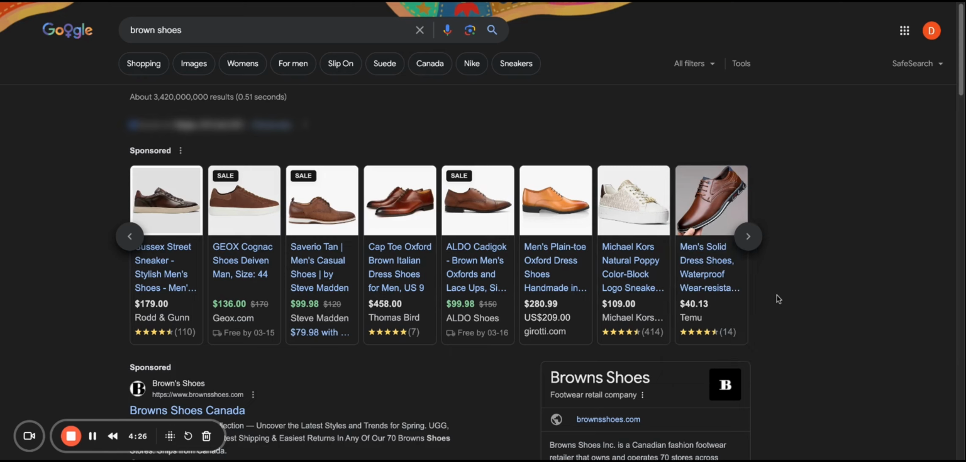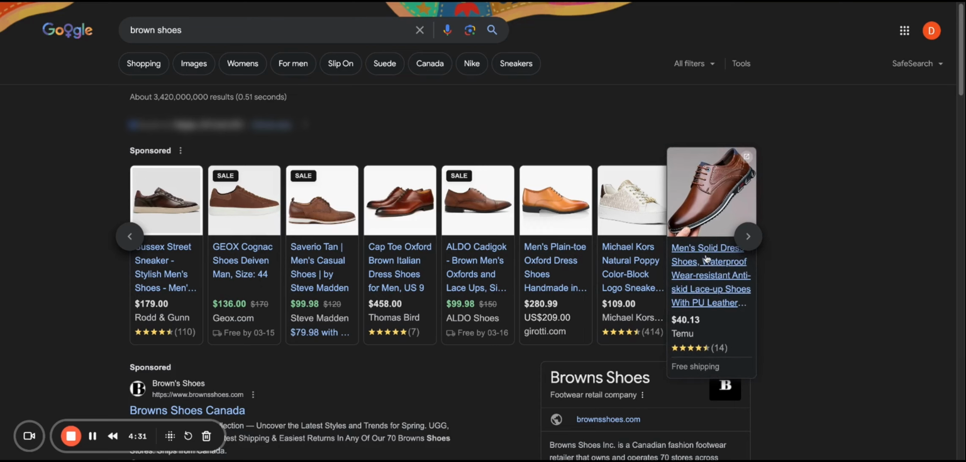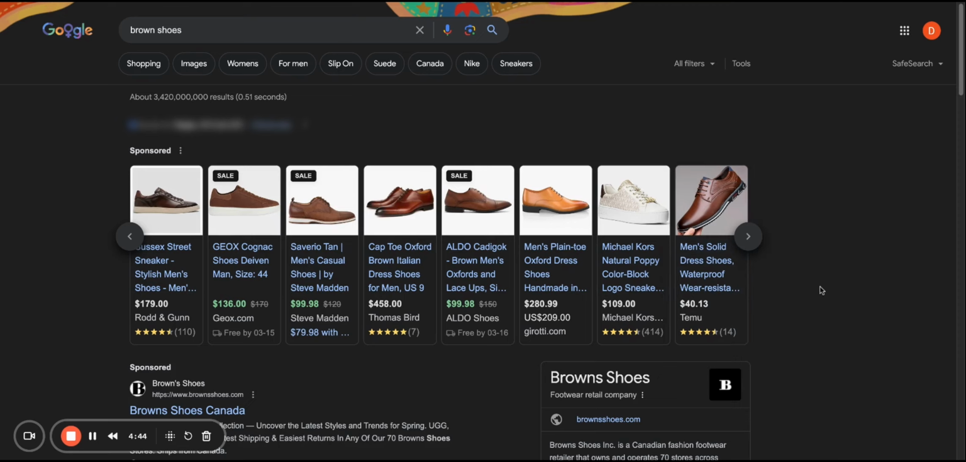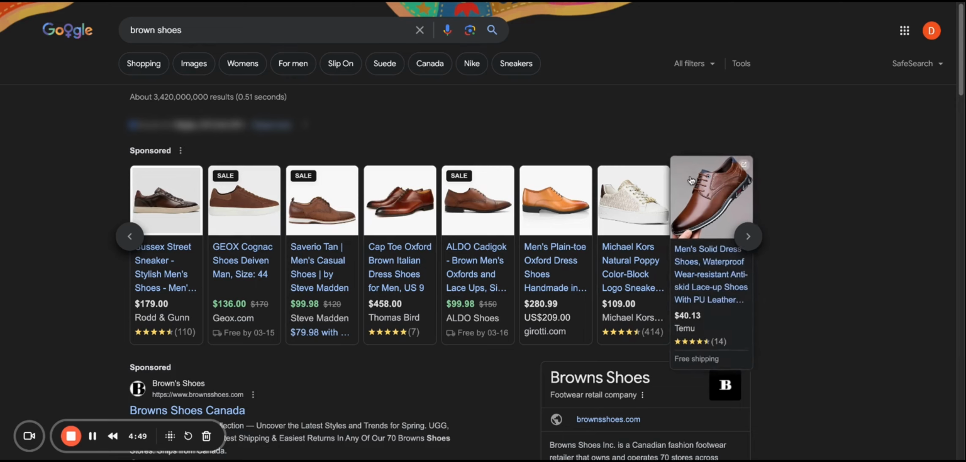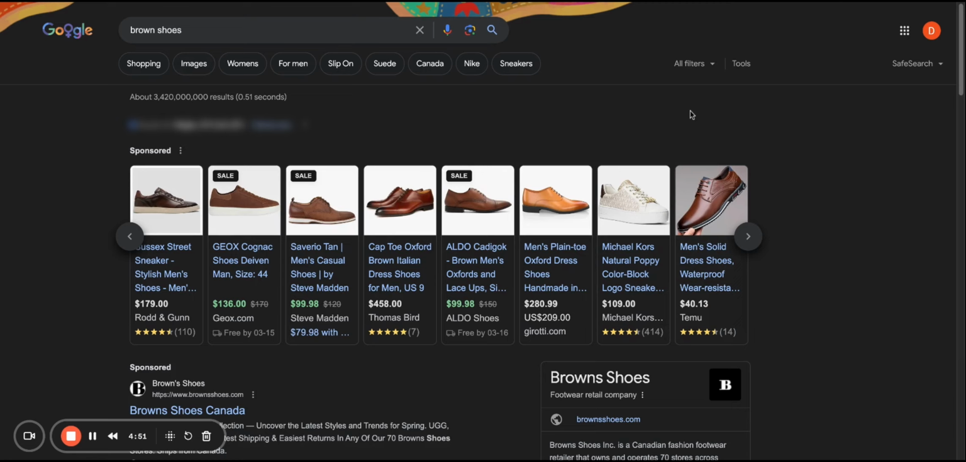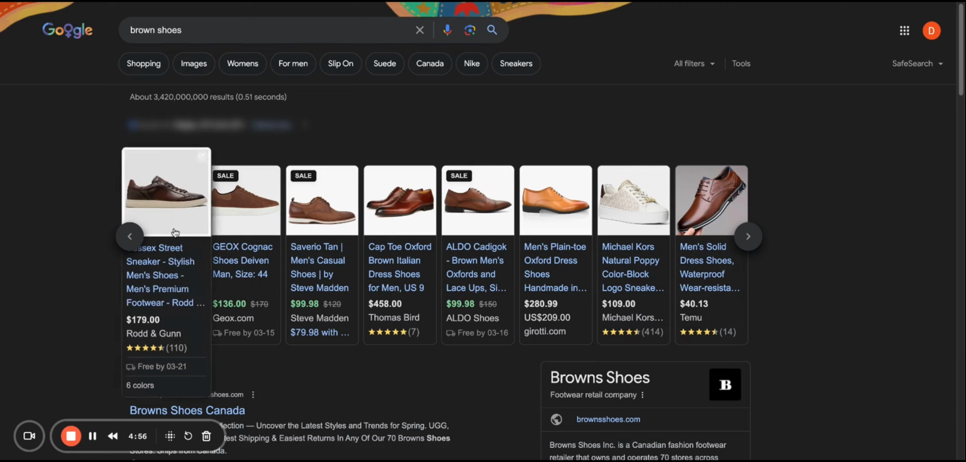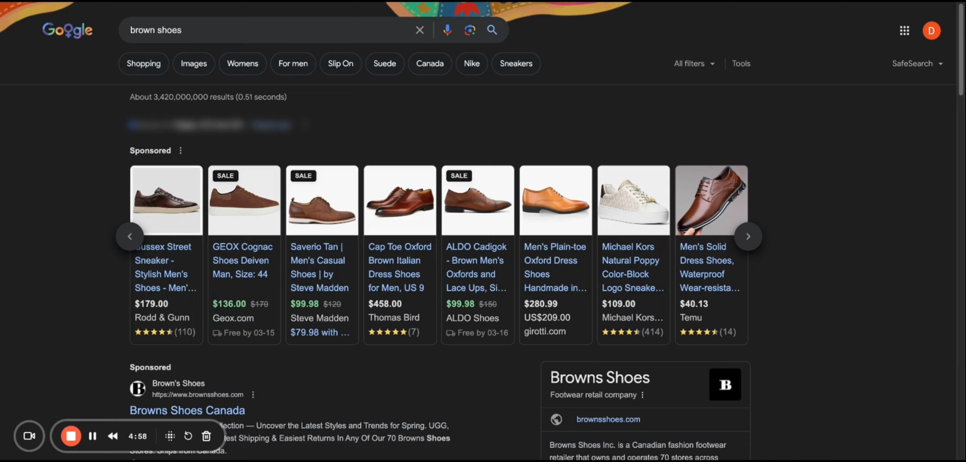Because if you're including main keywords, like if somebody's searching men's solid dress shoes, for example, Temu is going to show up higher because their ad rank is probably more relevant, because they have actually included that keyword in the product listing, versus somebody else who didn't include it, who may show up lower. Again, I searched brown shoes, so these are relevant, but they're not the most accurate, because brown shoes can mean a lot of things. I might want more casual shoes, but it's just an example as well.